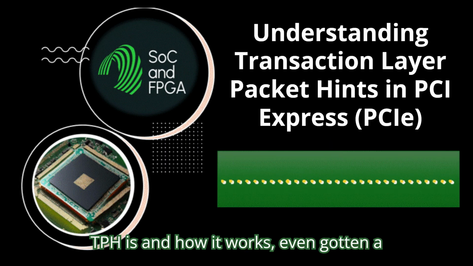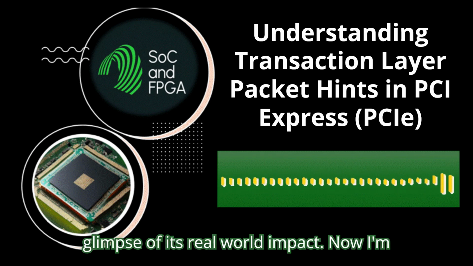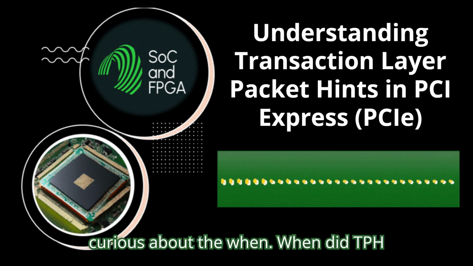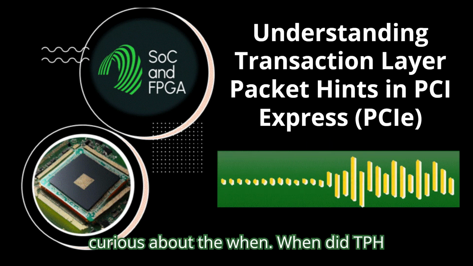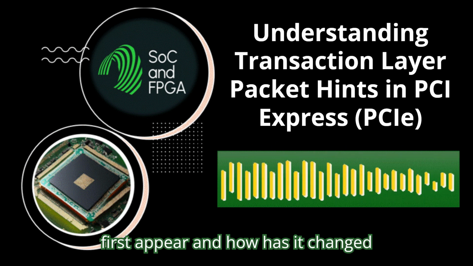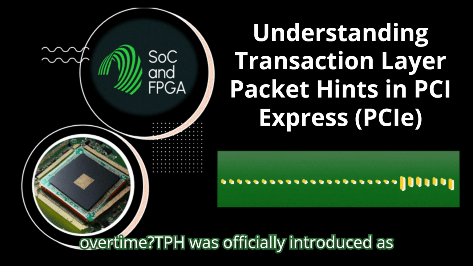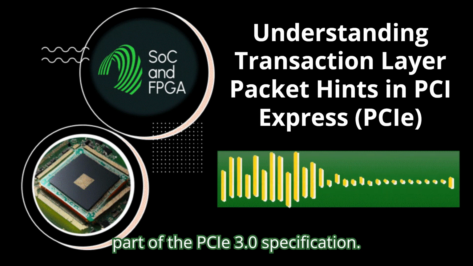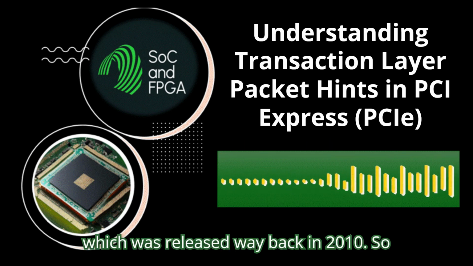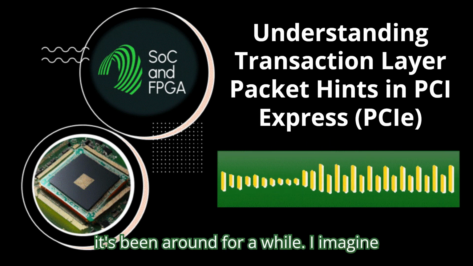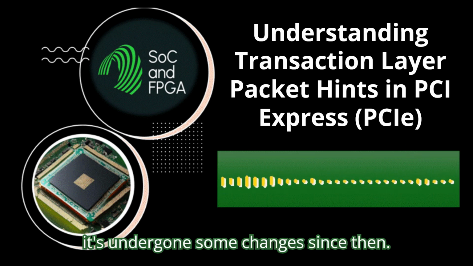Okay, we've explored what TPH is and how it works, even gotten a glimpse of its real-world impact. Now I'm curious about the when. When did TPH first appear, and how has it changed over time? TPH was officially introduced as part of the PCIe 3.0 specification, which was released way back in 2010. So it's been around for a while. I imagine it's undergone some changes since then.